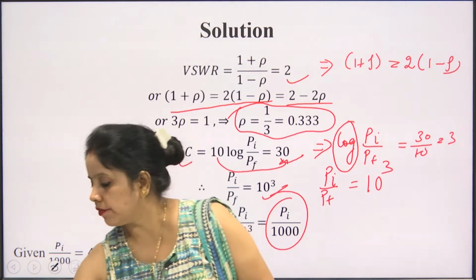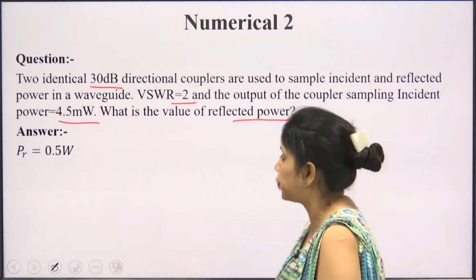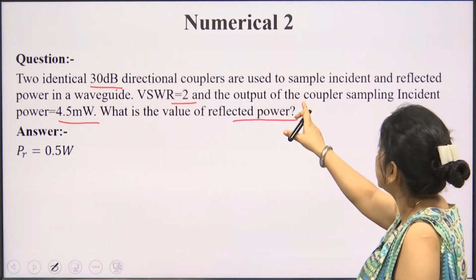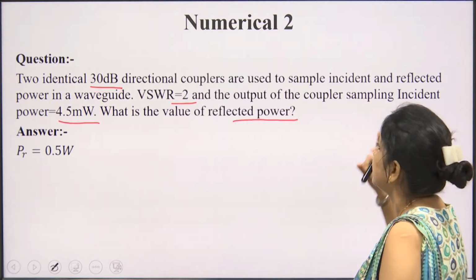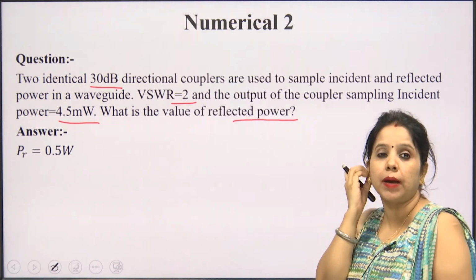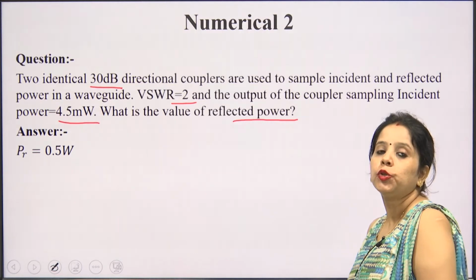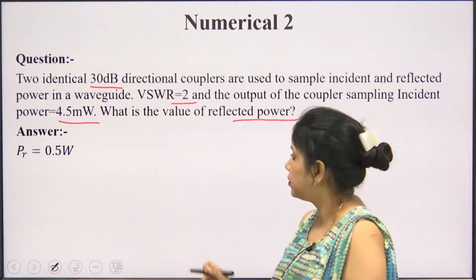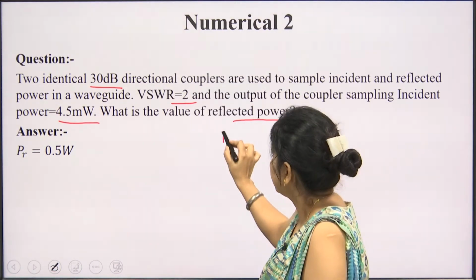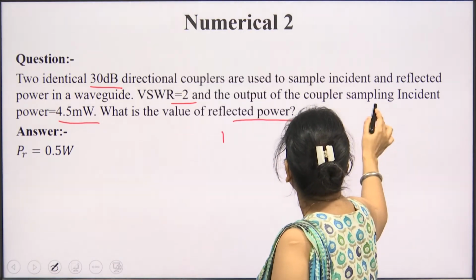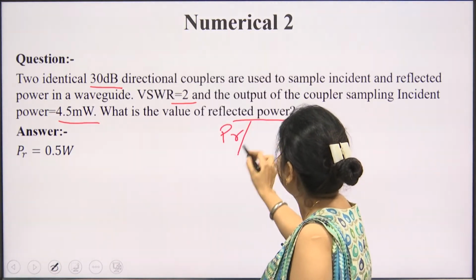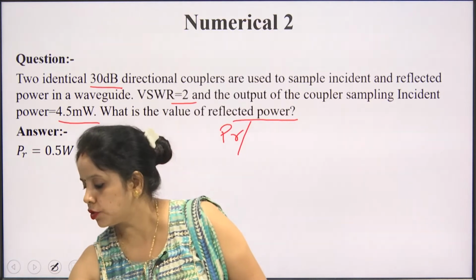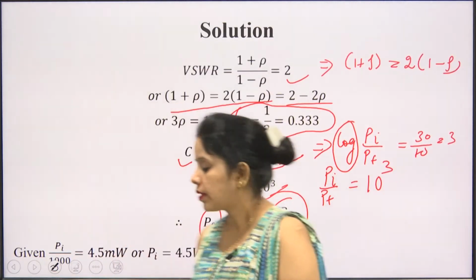And the next thing which is provided in the question is the output of the coupler sampling incident power. So, what is the coupler sampling? The output of the coupler sampling, if you remember, is in terms of 1000.